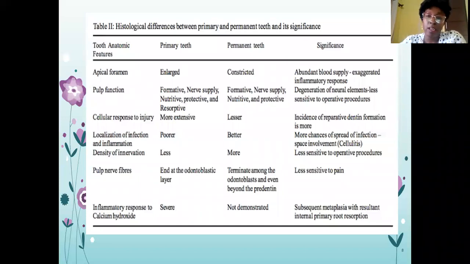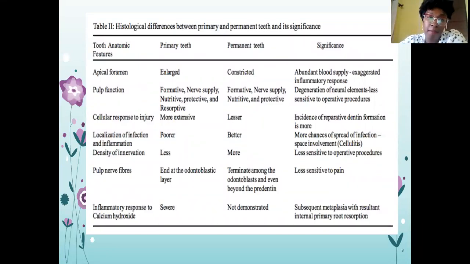So I'd put this in quotes, "less sensitive to operative procedures." The sensitivity is quite the same, especially because of the abundant nerve supply. You'll always find that the inflammatory response is quite large. So I would say the sensitivity is not that less.